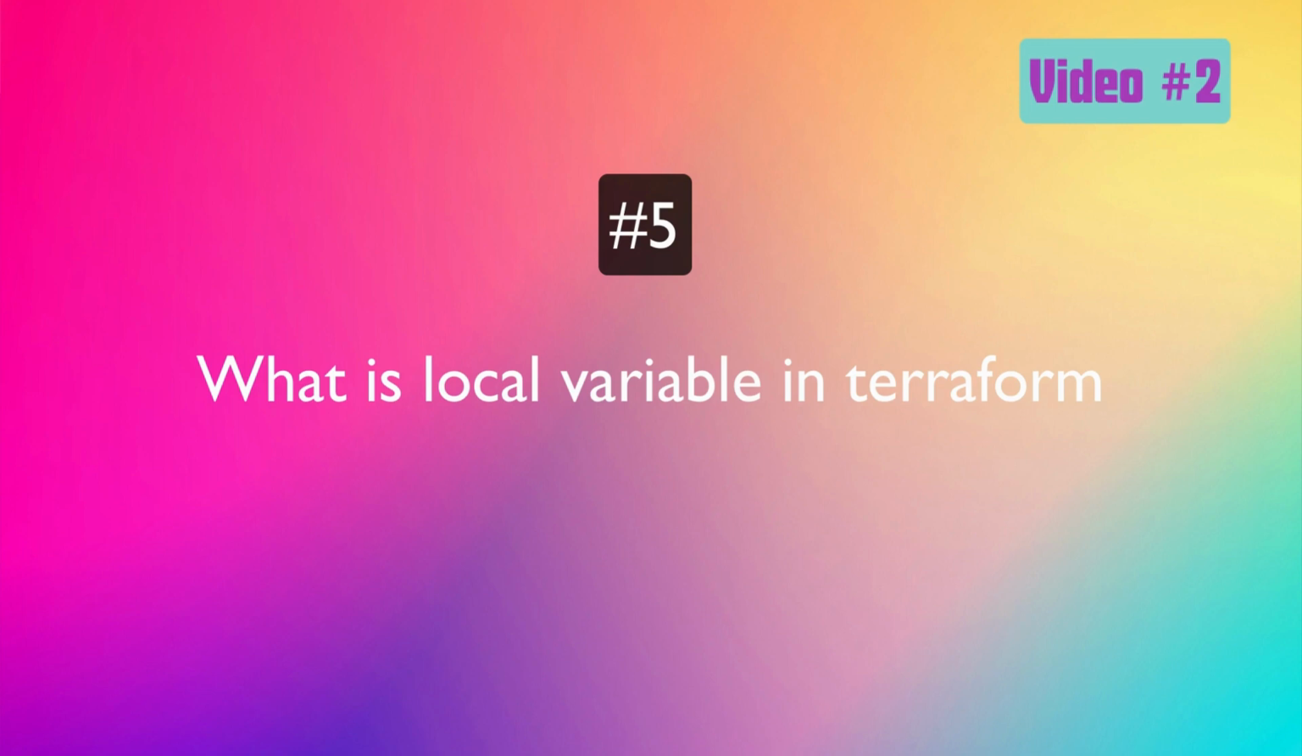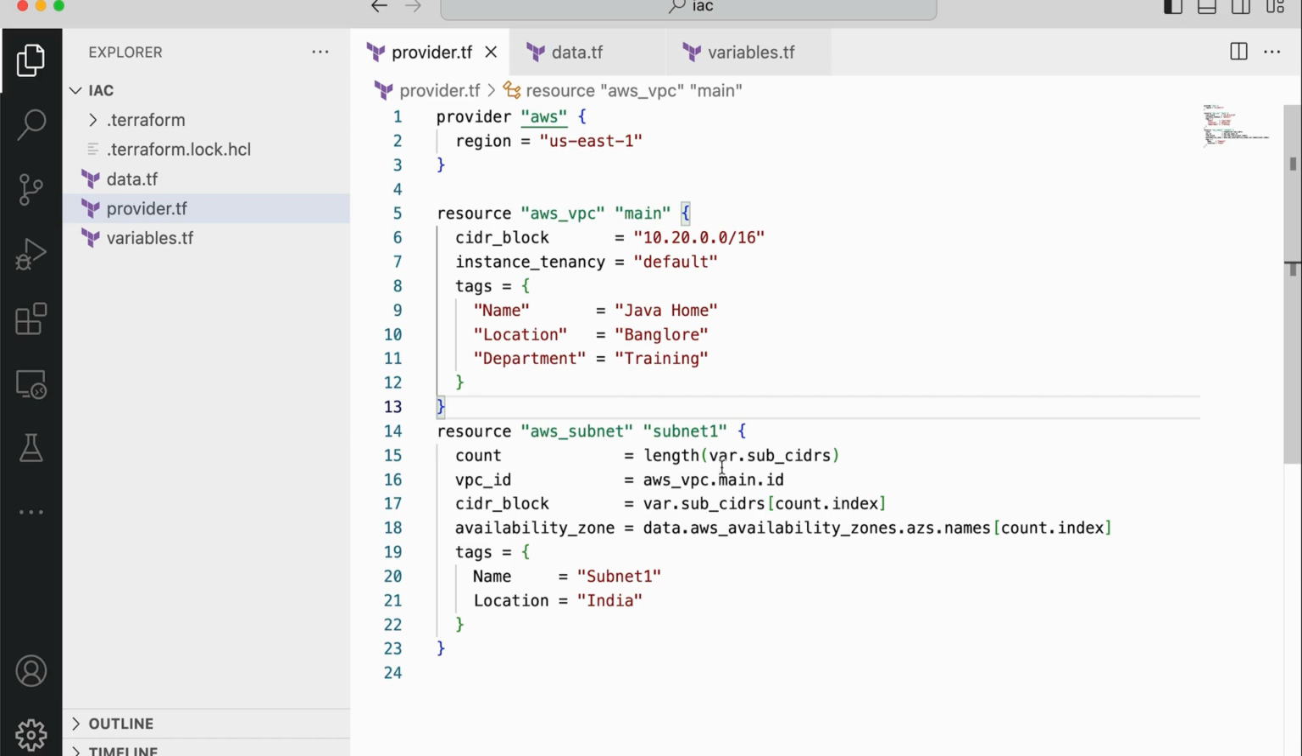Let's see next question. What is local variable in Terraform? Local variable is a variable which is initialized within the code. We can't pass values from outside. We use local variables in specific cases. For example, here we are using the big expression like data dot availability zones dot azs dot names. We can convert this long expression into a local variable, and code can be simplified.